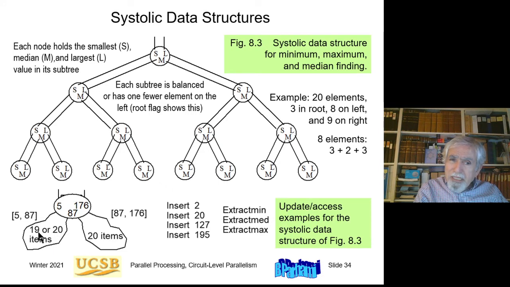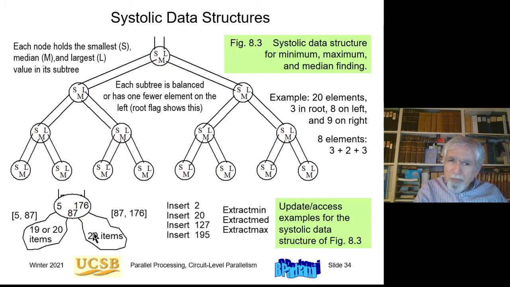If it had 19 and I pulled one element, it now has 18, and this side has 20, then I have to rebalance, and that rebalancing is done by pulling this S up to replace M and pushing M down into the left subtree. Okay, if I insert 20, 20 is between these two, so it's just pushed into here. Again, rebalancing may be needed. If I want to insert 127, 127 is between these two, I would insert it here.